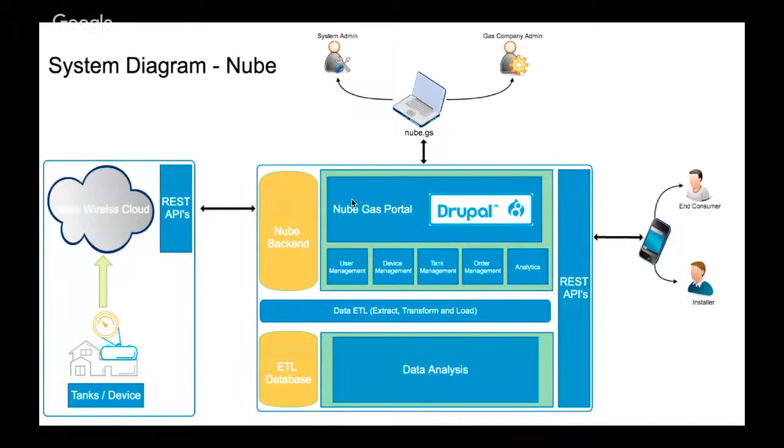Now, doing a little bit of a deep dive into the Nube architecture, right? So this is what it is. There's a tank. There's a device on it. It sends the data to Sierra Wireless Cloud, which is our cloud platform. There are REST APIs there, so this is more of a pull mechanism. There's a push mechanism as well, where the Sierra Wireless can send the data to the Nube system.